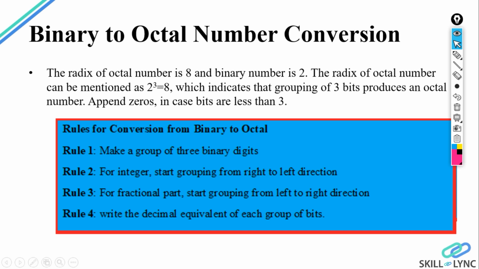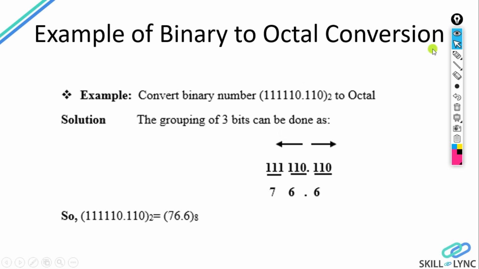The rules for the same are: make groups of 3 binary bits. For the integer part, start grouping from right to left, and for the fractional part, start grouping from left to right. Then write the decimal equivalent of each group of bits. Now I will tell you how it will work.